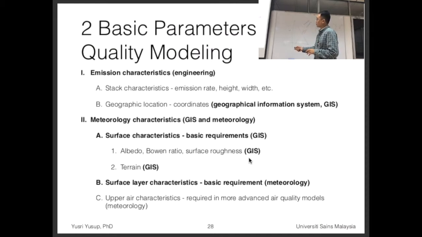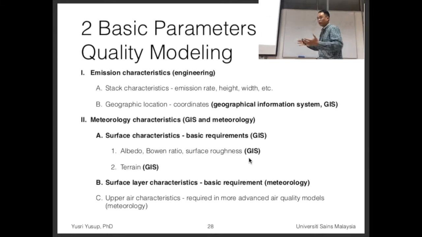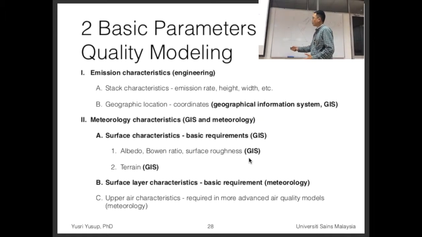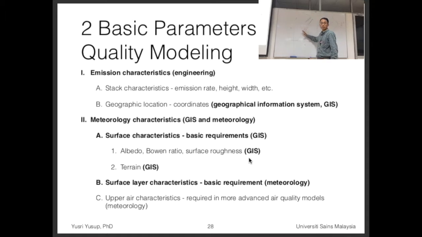Then there's the meteorological characteristics, which involves both GIS and meteorology. GIS is the surface characteristic part. We need to know what the characteristics are of the surface over which the plume travels. So the characteristics of the surface include the albedo, Bowen ratio, and surface roughness, because these three parameters also affect the temperature profile.